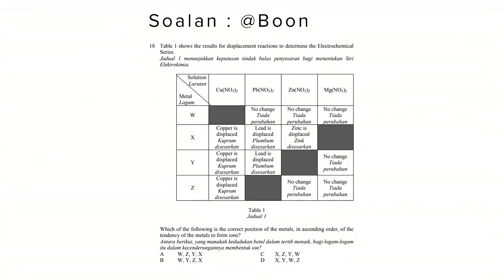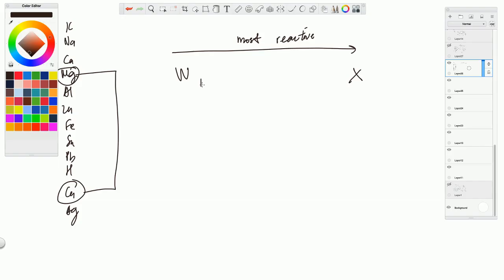Okay? The one that can displace everybody. So the X is the most reactive. So the least reactive is the one that cannot displace anybody. So W lah. No change, no change, no change. Okay. So in the middle, Y and Z. Who's in the middle? So Y displaces copper and lead, but no change with magnesium. Z can only displace copper. So Z is next to copper, and here is Y. Okay? So W, Z, Y, X. The answer is A.